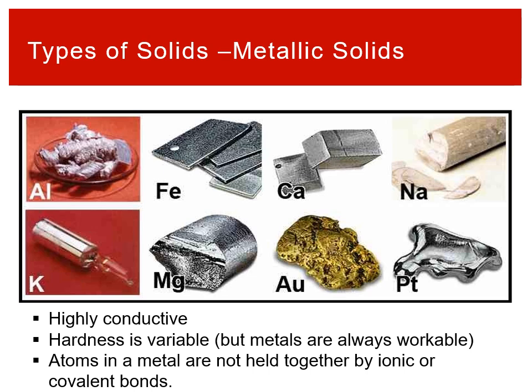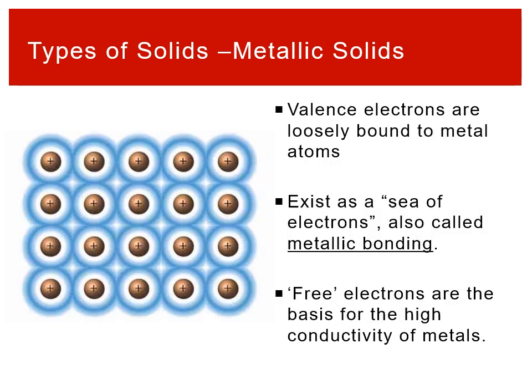And atoms in a metal are not held together by ionic or covalent bonds. There are no ionic bonds, no covalent bonds in a metal. It is, unsurprisingly, called metallic bonding. So this is a solid metal, where there's a bunch of metal atoms lined up together, all packed together.